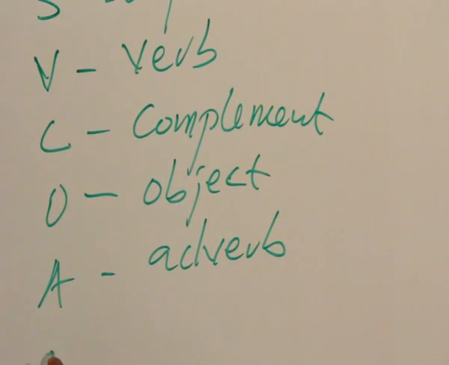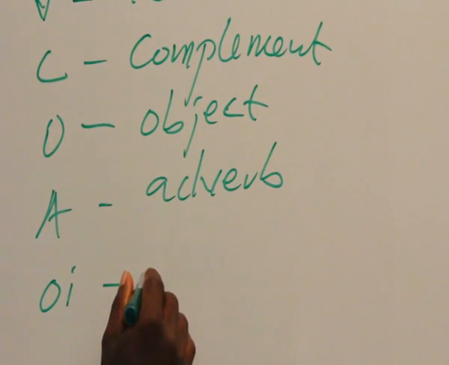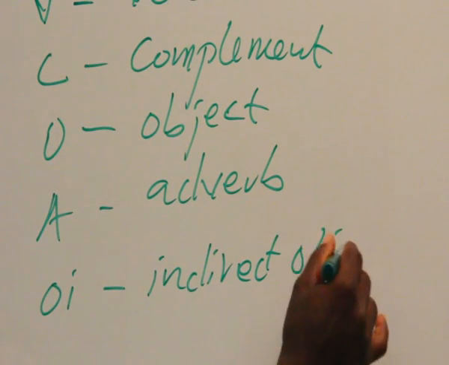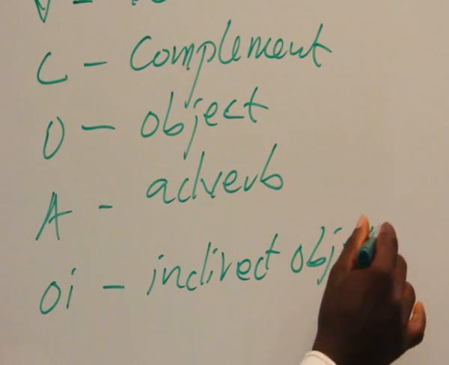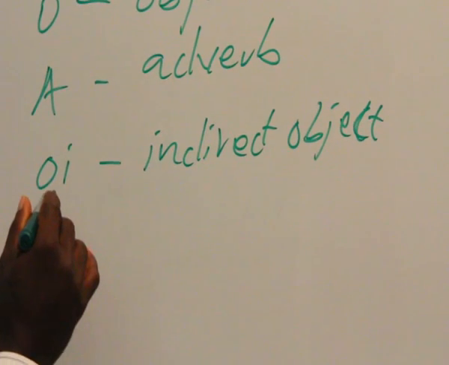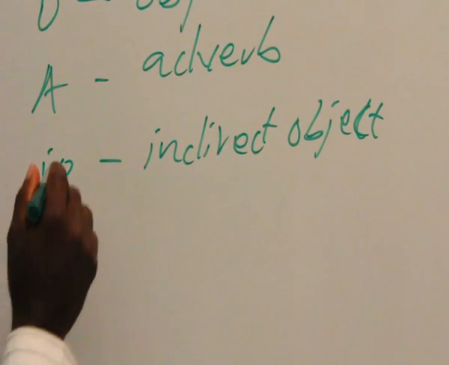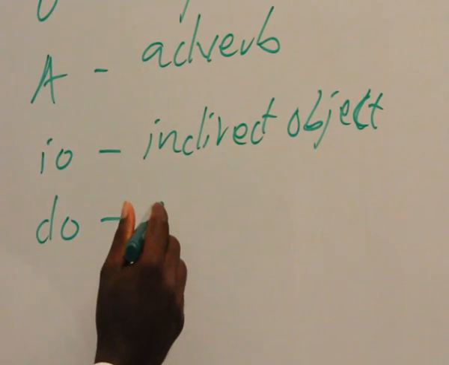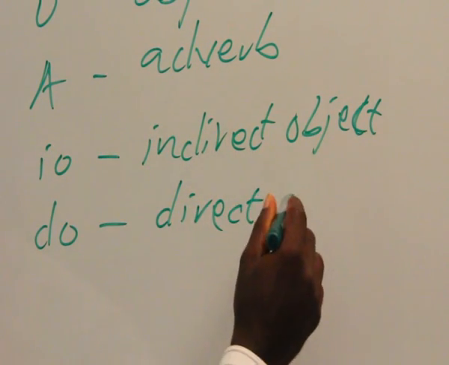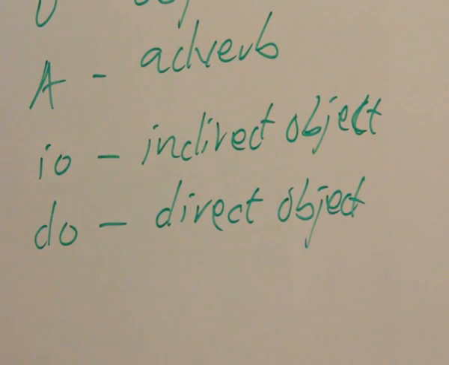Then we may also have O, I, which will be indirect object. And then we'll have D. Okay, sorry, this will be I-O, then we'll have D-O, which will be direct object. Okay.